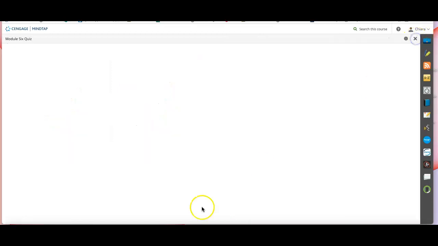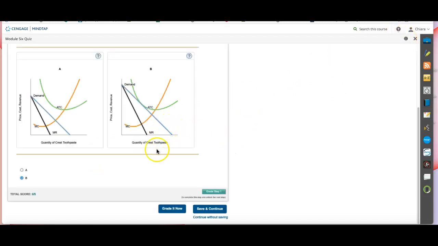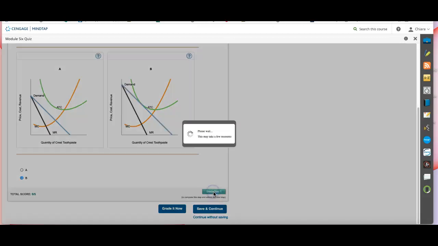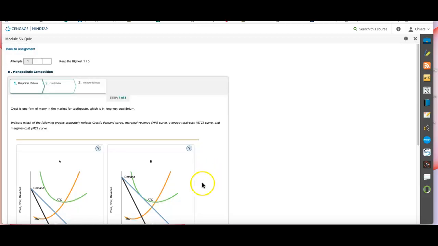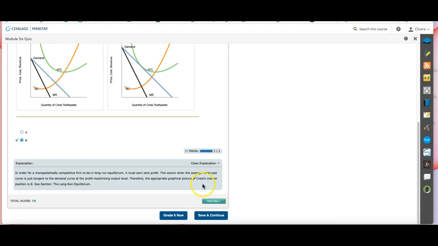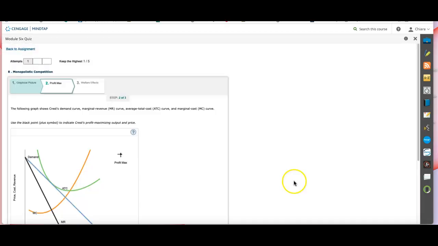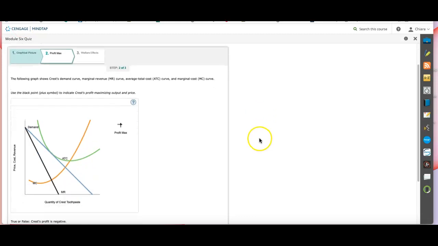So we can close that again and go back to our question. There we go. So B was the correct answer. So we grade step 1. And that was correct. So we can go to the next step, profit maximization. So now we're moving forward. We have another graph. We saw before where the long run equilibrium for monopolistic competition sits.